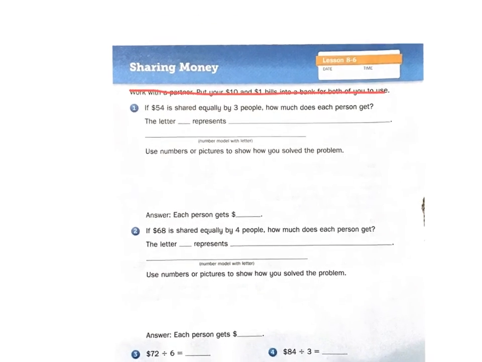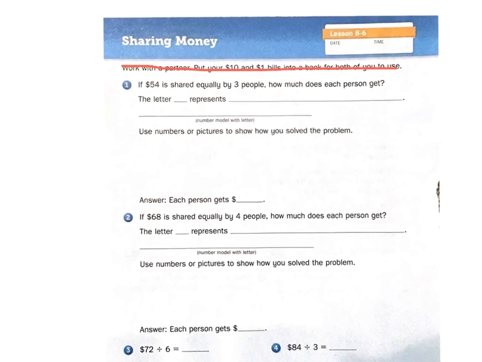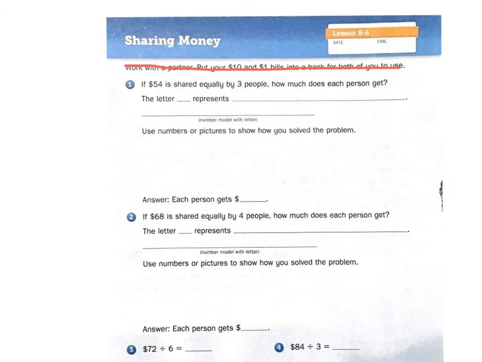Additionally, I'm going to zoom in so that we're just looking at problems 1 and 2. You're going to do problems 3 and 4 on your own after we finish talking about this. And then we'll come back together to do 5 and 6. So for number 1, it says if $54 is shared equally by 3 people, how much does each person get? First, they want us to come up with a letter to represent what we don't know. We don't know how many dollars per person.